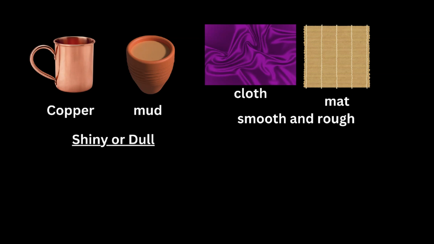In the properties of materials, the first one is appearance. Whether the object is shiny or dull, smooth or rough, hard or soft. Here are some examples. Copper jug, mud glass. Copper jug is shiny, which means it has a property called luster. Mud glass is dull.